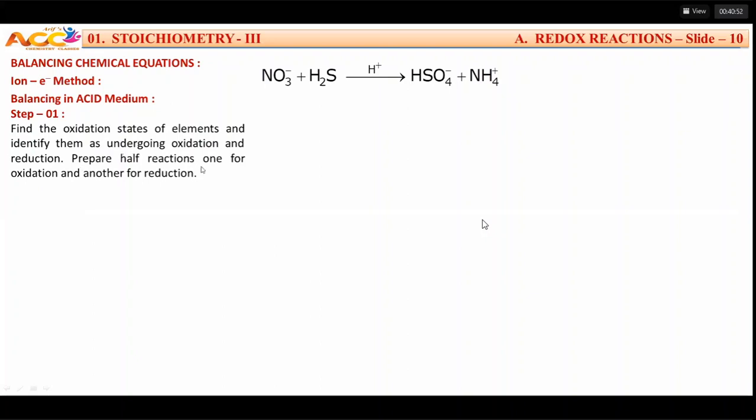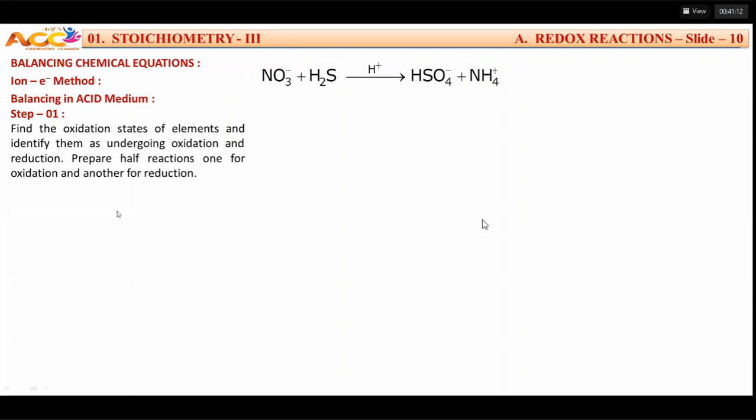Prepare two half reactions, one for oxidation, another for reduction. Finished. Once you have prepared two half reactions, balance those two half reactions separately. First one, balance completely. Second one, balance completely separately. Okay. How to balance it?